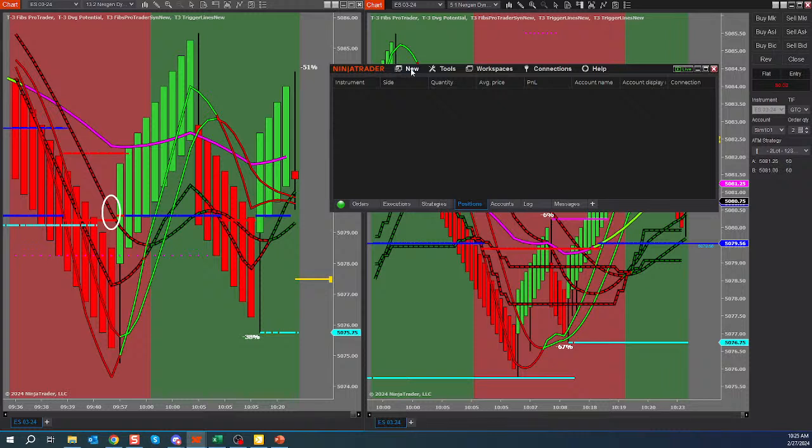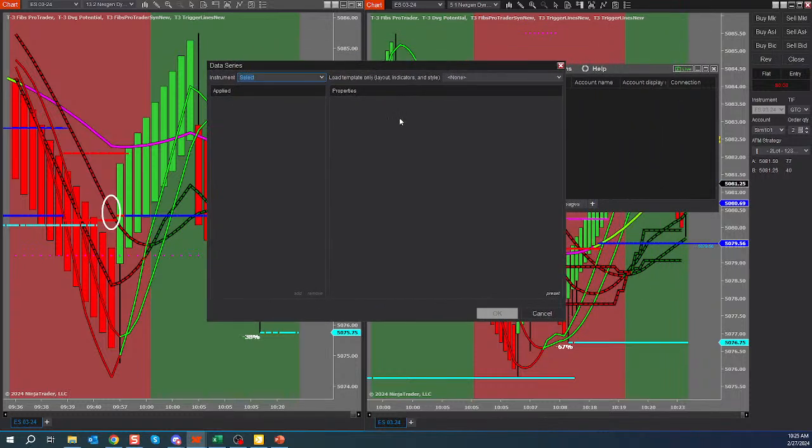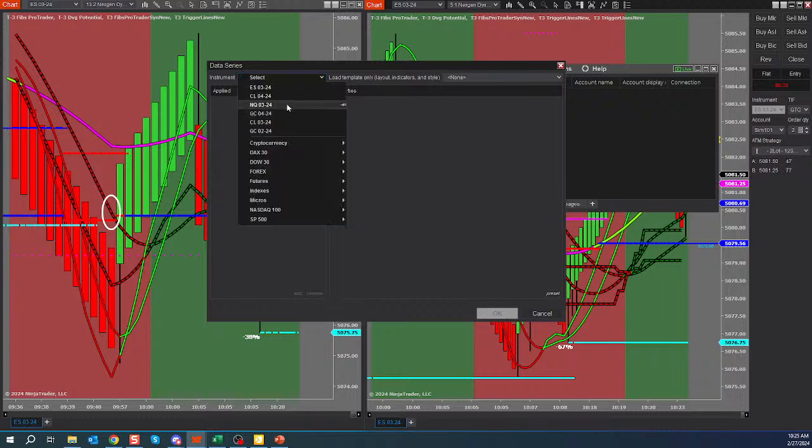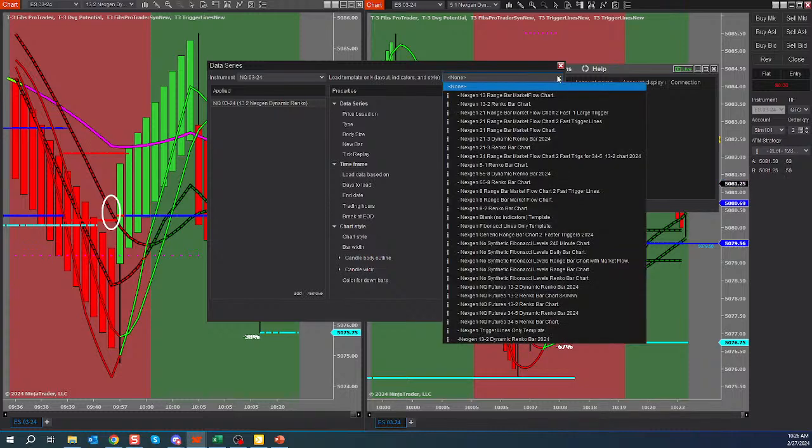So from your control panel, go New and Chart. And it's going to bring up this box right here where we can build a chart. And you're trading the NASDAQ, so we're going to go NASDAQ 324. And that's where it's going to give me the options. So I have to put a template in it. Are you with me so far? I don't want to go too fast. And guys, this is just great for everybody. Cool. So under template, I'm going to do the Nexgen Futures 34.5 Renko bar.